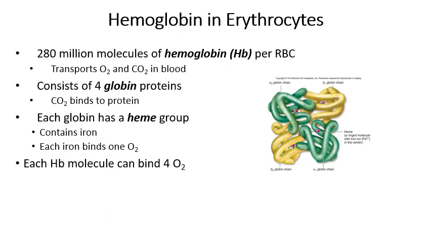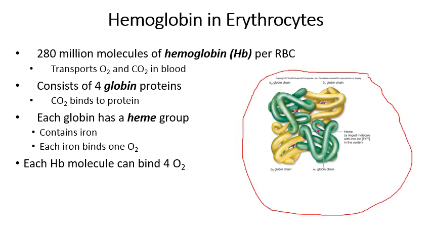So here is that molecule that is making up the red blood cells. Basically a big bag of many of these. You can see 280 million molecules of hemoglobin per red blood cell. Its main function is to carry oxygen and also CO2. You can see there are four, 1, 2, 3, and 4 globulin proteins that make up the hemoglobin.